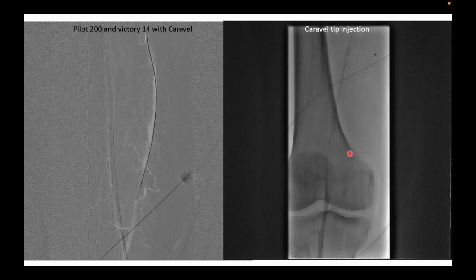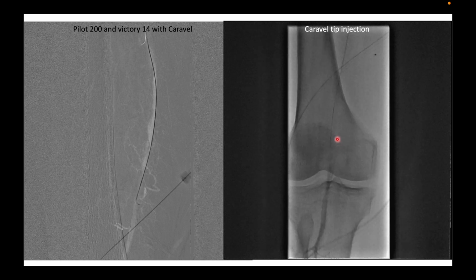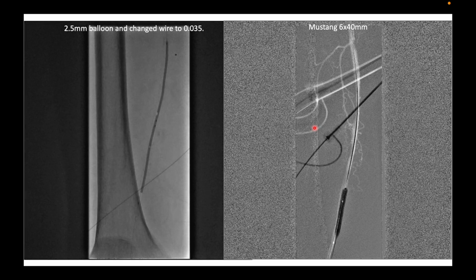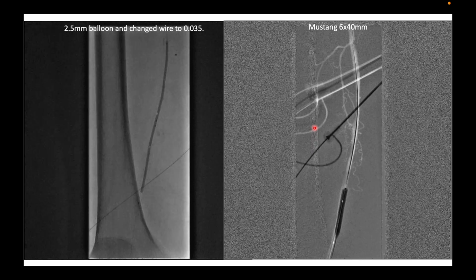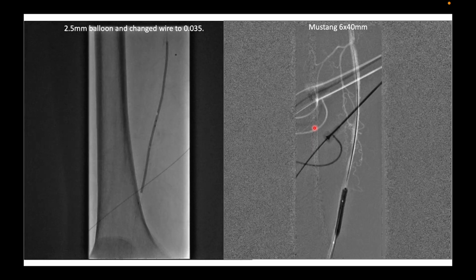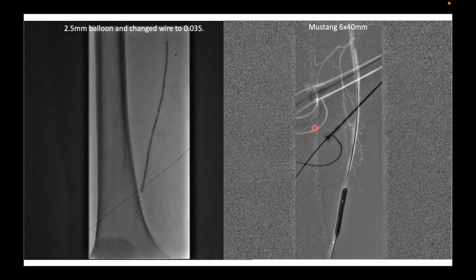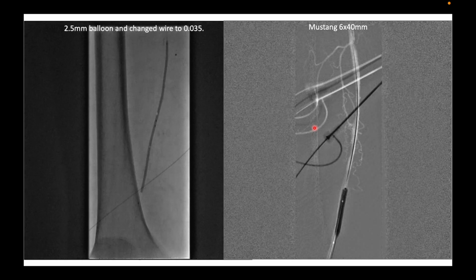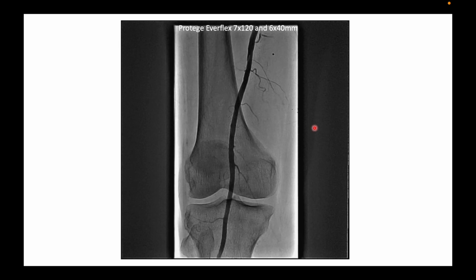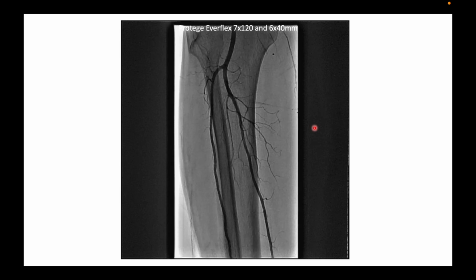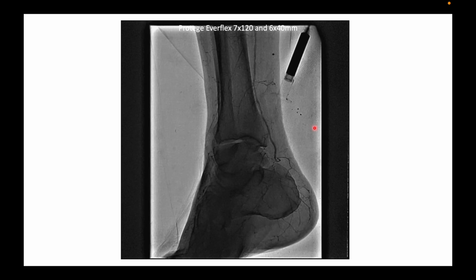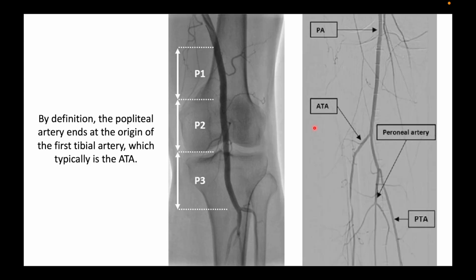Then we've crossed the Caravel, and with Caravel, after removing the wire, we've taken the tip injection to make sure that we're in the true lumen. And then this is a 2.5 millimeter balloon, and through this over-the-wire balloon, we changed the wire to 0.035. This is a Mustang 6 by 40 millimeter that was then taken, and this is a Protege Everflex 7 by 120 millimeter stent and a 6 by 40 millimeter stent in the SFA, and the lesion was stented.